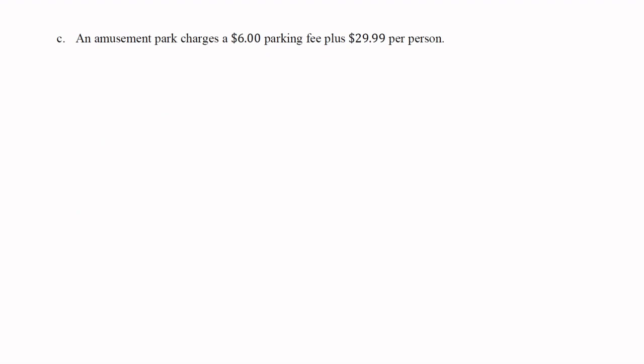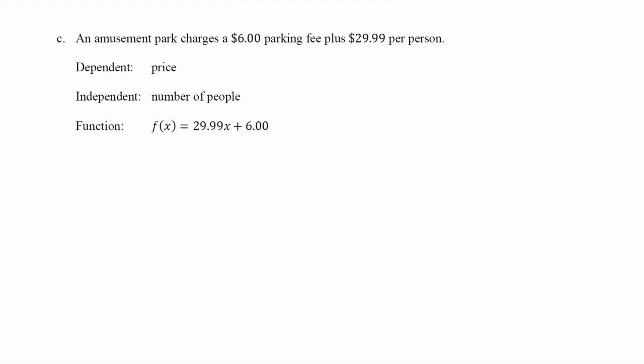An amusement park charges $6 parking fee plus $29.99 per person. So our price is dependent on the number of people that go. Our function is $29.99 times the number of people that go plus our $6 parking fee. That will give us our total price, which is our dependent variable.